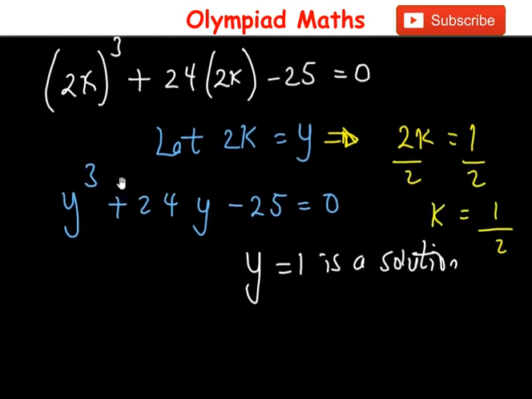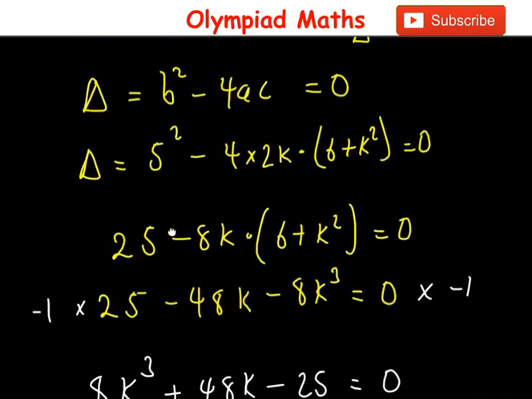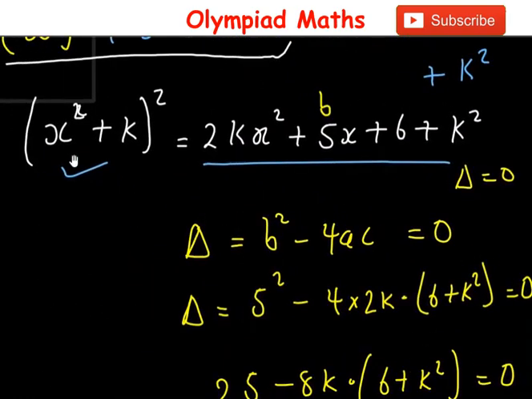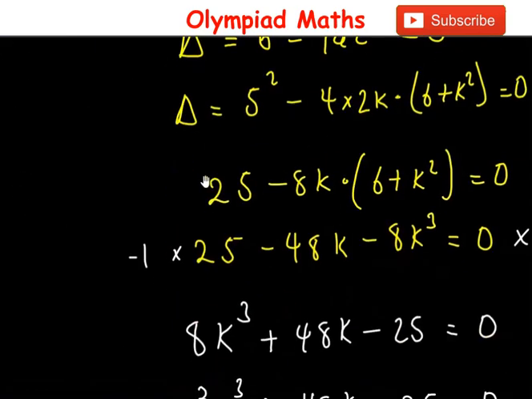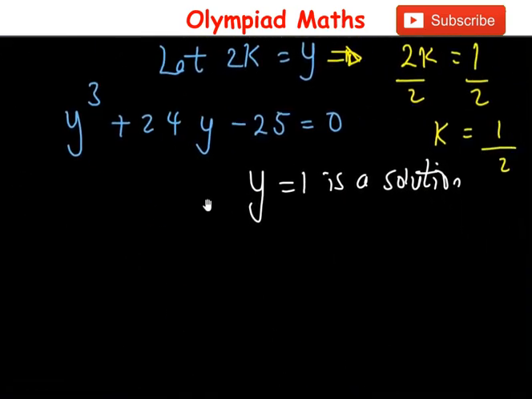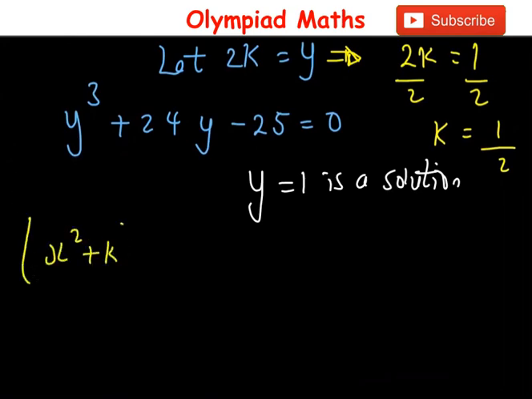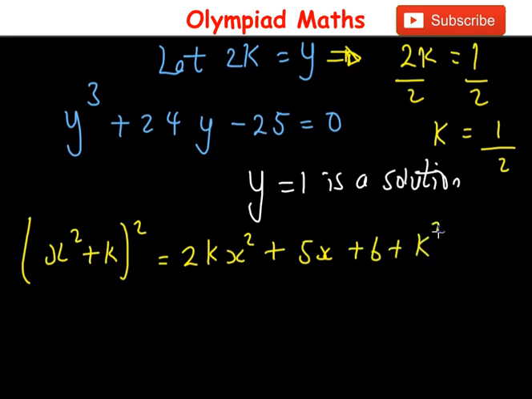With this, recall that we have in bracket x squared plus k, all squared, equals 2k times x squared plus 5x plus 6, plus k squared. Copying this here, we have (x squared plus k) all squared equals 2k(x squared plus 5x plus 6) plus k squared.